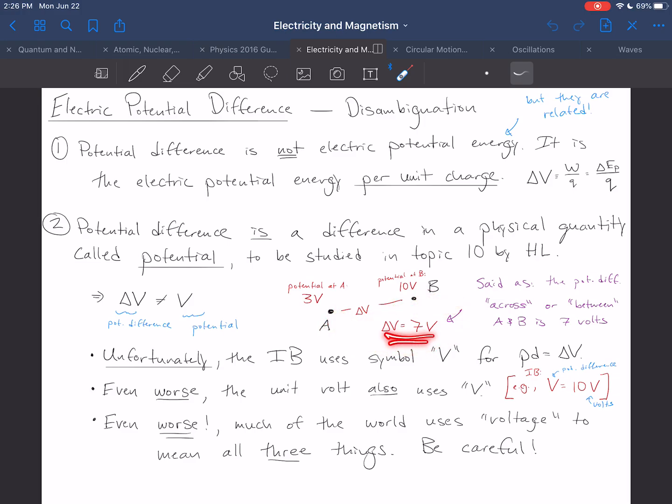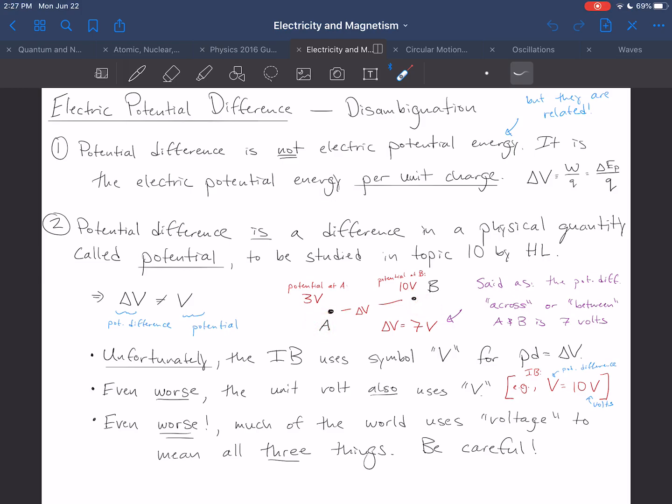This is the idea that we're all going to use a lot. Usually the way we'll describe the potential difference of 7 volts is by saying it's the potential difference across A and B. Or sometimes you'll say it's the potential difference between A and B, because what you're representing is the difference between A and B, and not what the value is right here, what the value is right there.